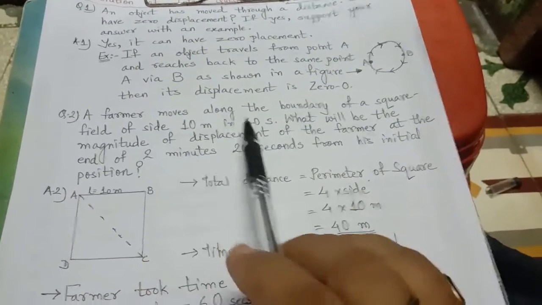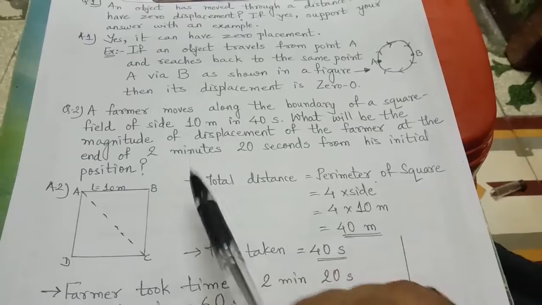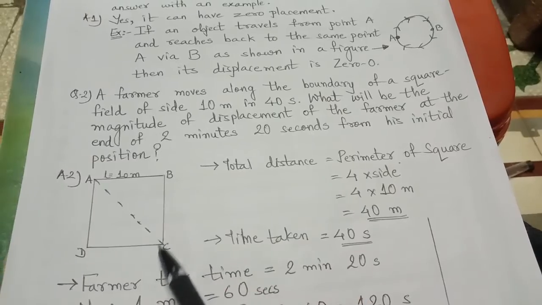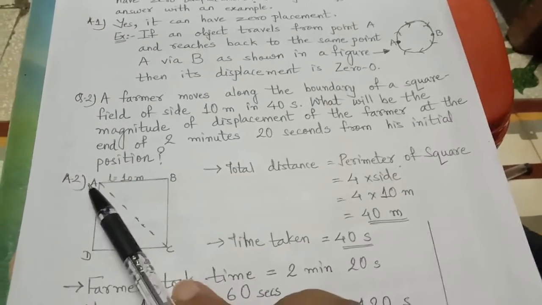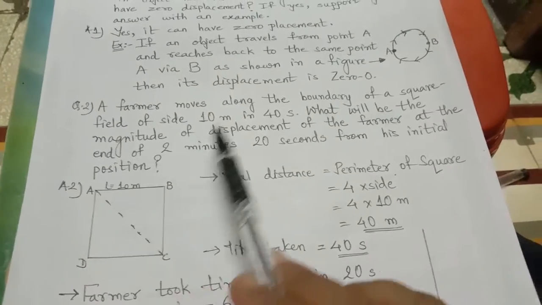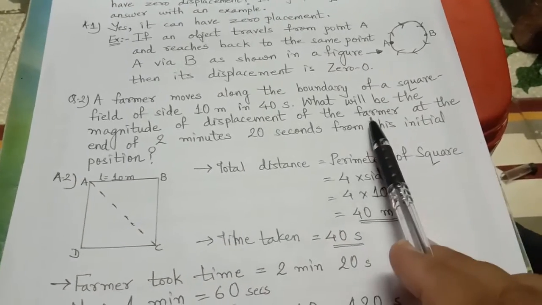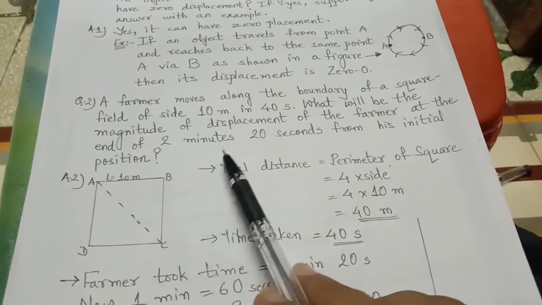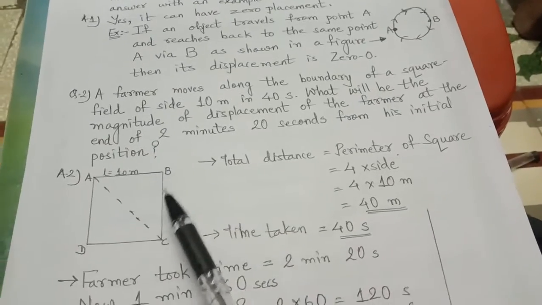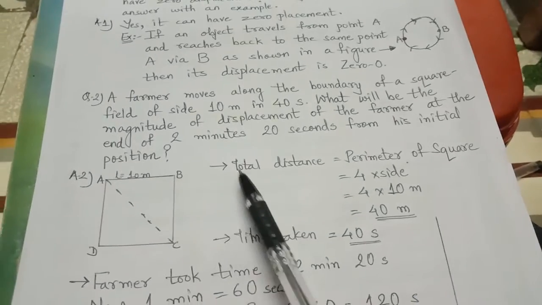A farmer moves along a boundary of a square field of side 10 meter in 40 seconds. You can see here is a square. The side of the square, we all know all four sides are equal, is 10 meter, and he completes his motion on this boundary in 40 seconds. What will be the magnitude of displacement of the farmer at the end of 2 minutes 20 seconds from his initial position? We need to find the displacement of the farmer at the end of 2 minutes 20 seconds.